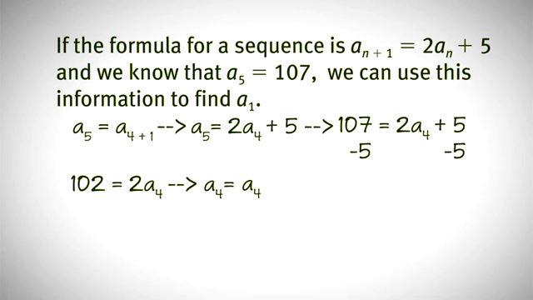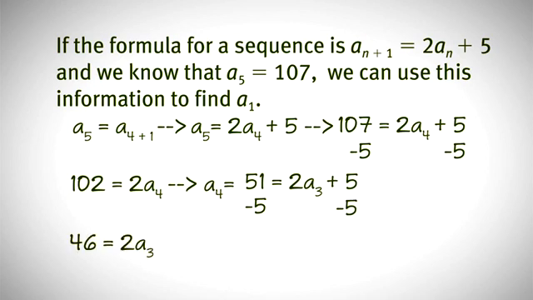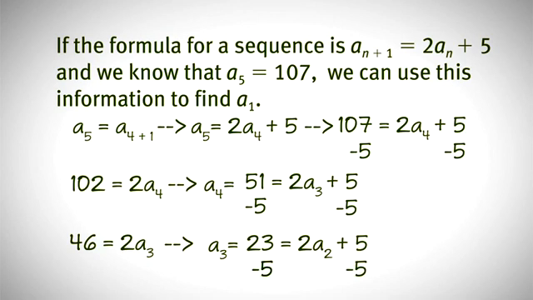So A sub 4 is equal to 2 times A sub 3 plus 5. Well, A sub 4 is 51, so 51 is equal to 2 times A sub 3 plus 5. Now when we solve for A sub 3, we subtract 5 from both sides. We get that 46 is equal to 2 times A sub 3. So A sub 3 is equal to 23. So now we're going to plug it back in and do the exact same thing. We have that 23 is equal to 2 times A sub 2 plus 5. When we solve for A sub 2, we get that 2 A sub 2 is equal to 23 minus 5, 18, and we get that A sub 2 is equal to 9.